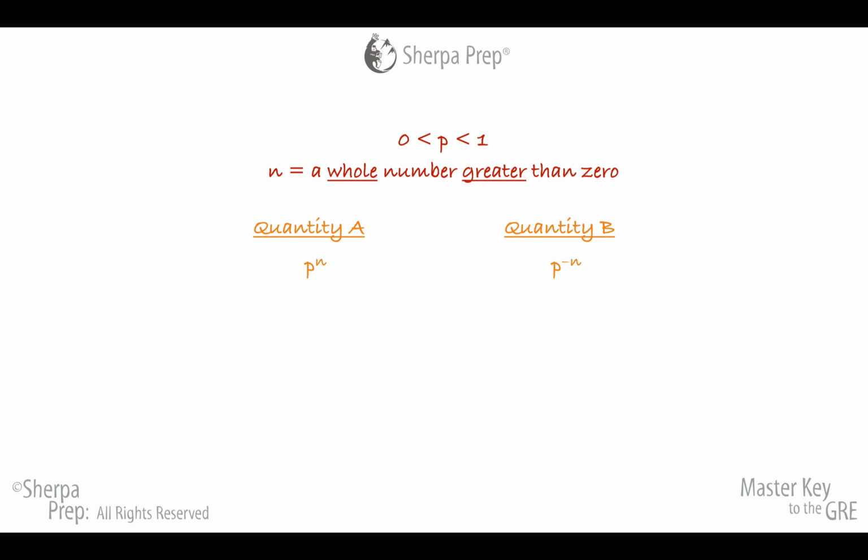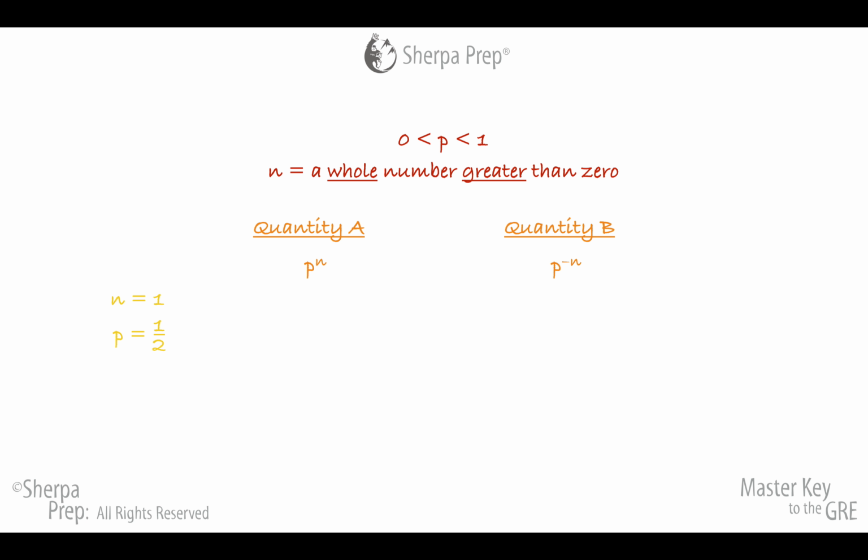Now, whenever you encounter one of these plug-in problems, do yourself a favor. Start the problem by plugging in very simple values, values that are easy to work with. For example, if this were my problem, I'd let n equal +1, and I'd let p equal 1/2 because those numbers are simple and easy to work with. So let's plug those values in here.